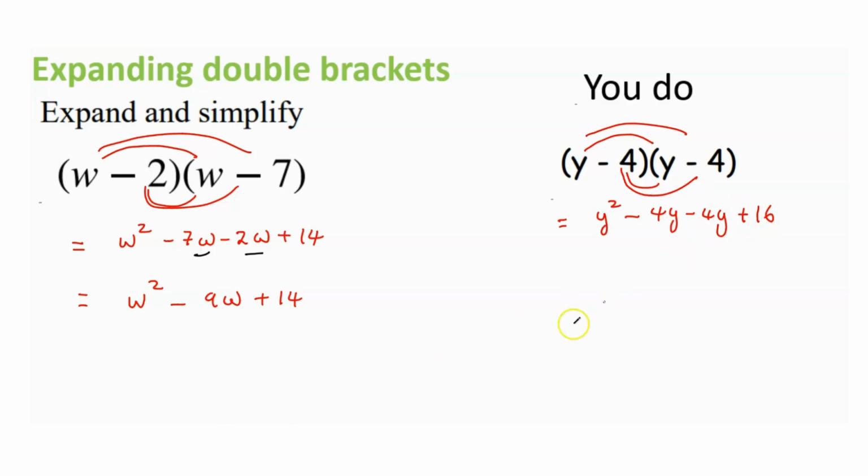These are like terms, so you can add them. So minus 4y and a minus 4y, that's a minus 8y. So we get y squared minus 8y plus 16.